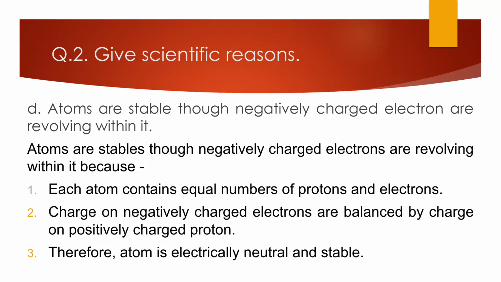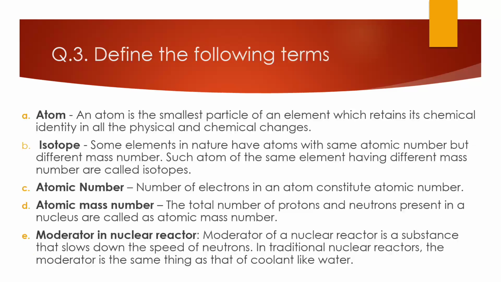So the charge on the negatively charged electrons is balanced by the charge on the positively charged protons, and therefore the atom becomes electrically neutral. As it is electrically neutral, it is also stable, and hence it is stable though the negatively charged electrons are revolving within it.